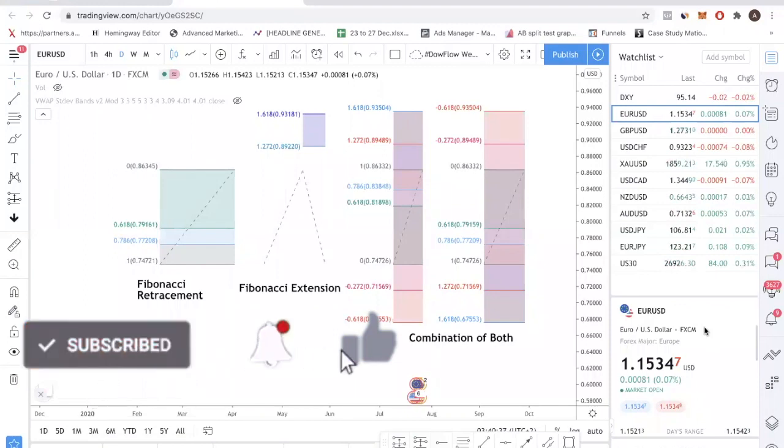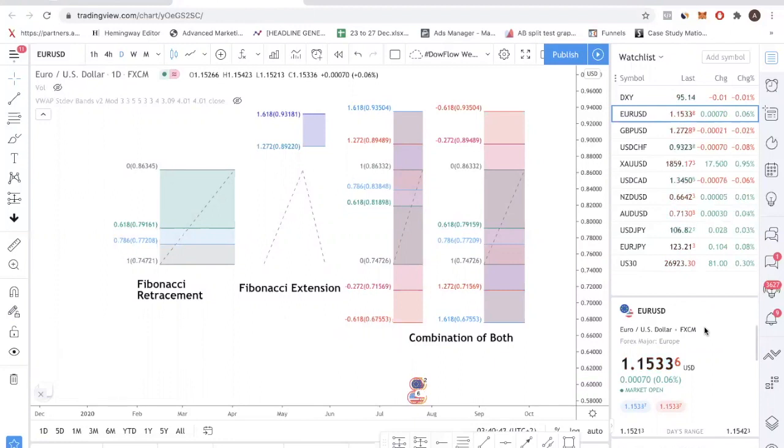So let's start by talking about Fibonacci retracement. What is Fibonacci retracement? You can see over here that I have drawn the Fibonacci retracement tool. It's very simple. As the name suggests, it is a retracement tool. That means you are trying to use the Fibonacci retracement tool to predict where price will retrace to. All you need to do is take the tool.